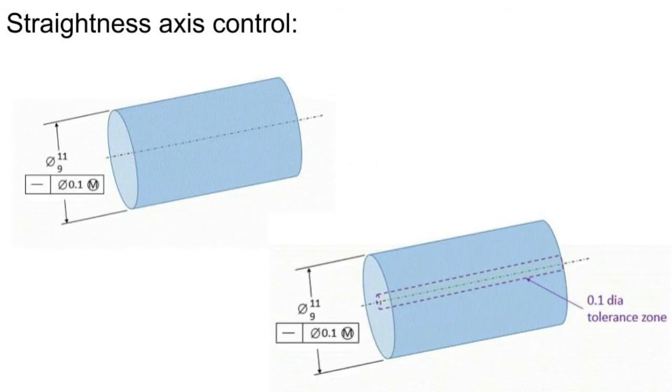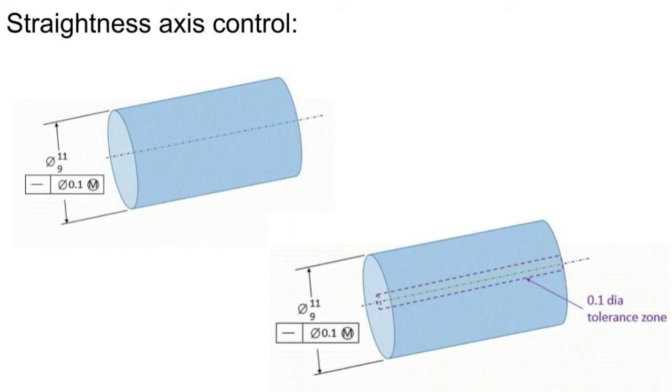Now let's look at applying straightness to a feature of size. Prior to the 2009 ASME standard, straightness could be applied to any feature of size. In the 2009 standard, the rules were changed such that straightness can be applied to cylindrical features of size but not rectangular features of size. The figure below shows straightness applied at MMC to a cylindrical feature of size.